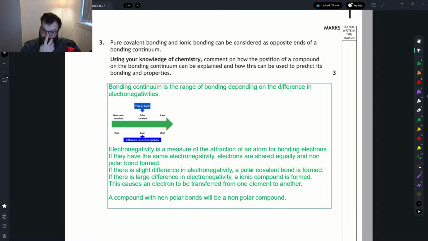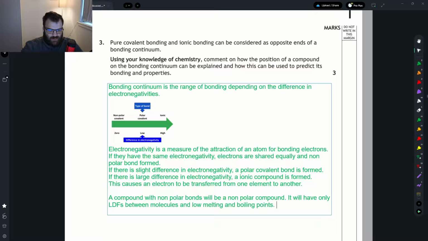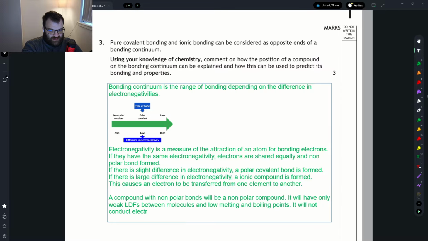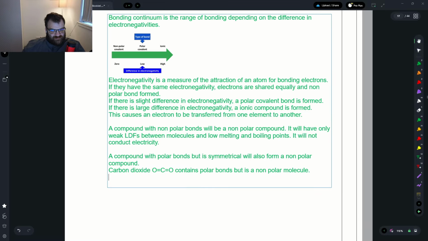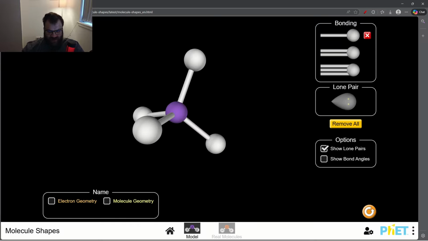If we have non-polar bonds, it will be a non-polar compound. It will have only weak LDFs between their molecules and have a low melting point and boiling point. It will not conduct electricity. If a chemical has polar bonds but is symmetrical, it will also form a non-polar compound. Something like carbon dioxide is a good example of that. Another one would be tetrachloromethane. I can show you what I mean using PhET's molecular shape simulator.